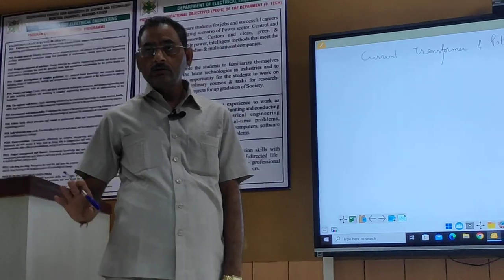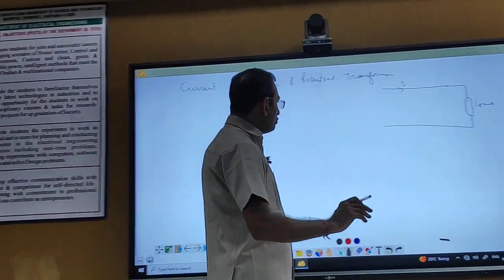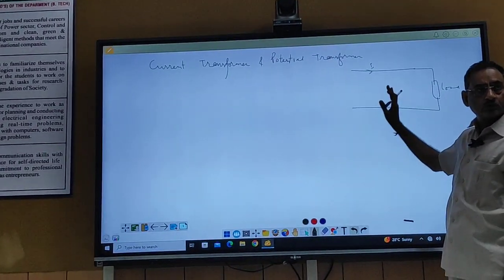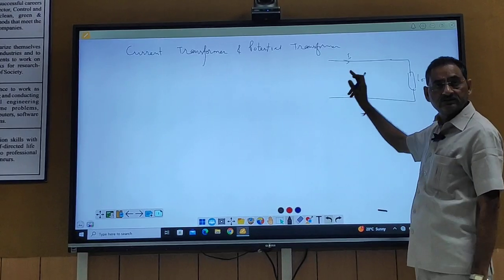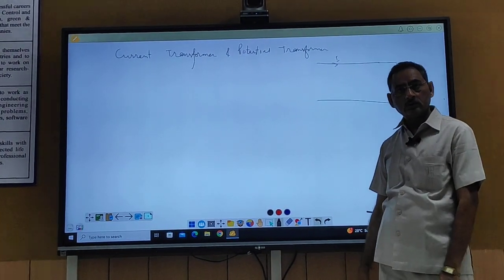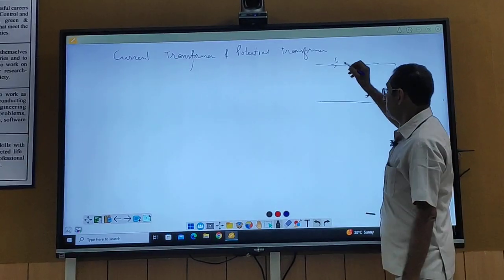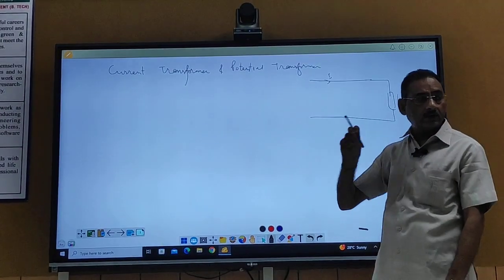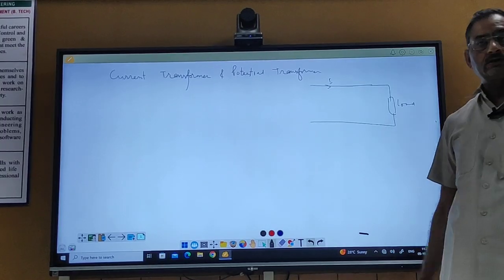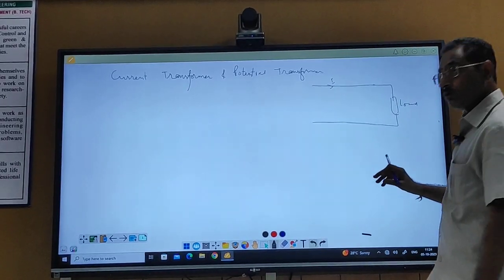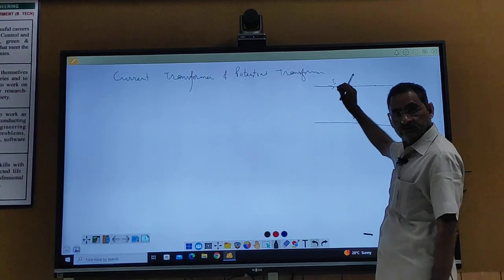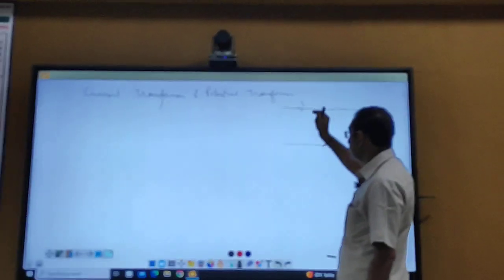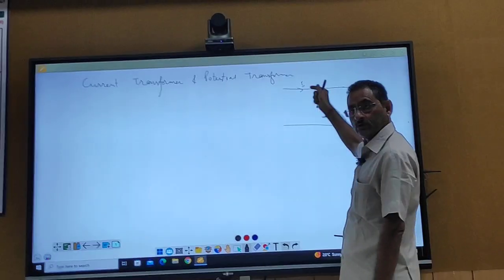What is the meaning of this? If you want to measure the current here, what will you do in the normal way? In a normal situation, we apply an ammeter in series with the load. But what will we do now here? This current is very heavy, very high. Suppose 1000 ampere current is going. We cannot break this. We cannot put an ammeter in series with this. Even if the range is available, we cannot cut off the line and put the ammeter inside this.